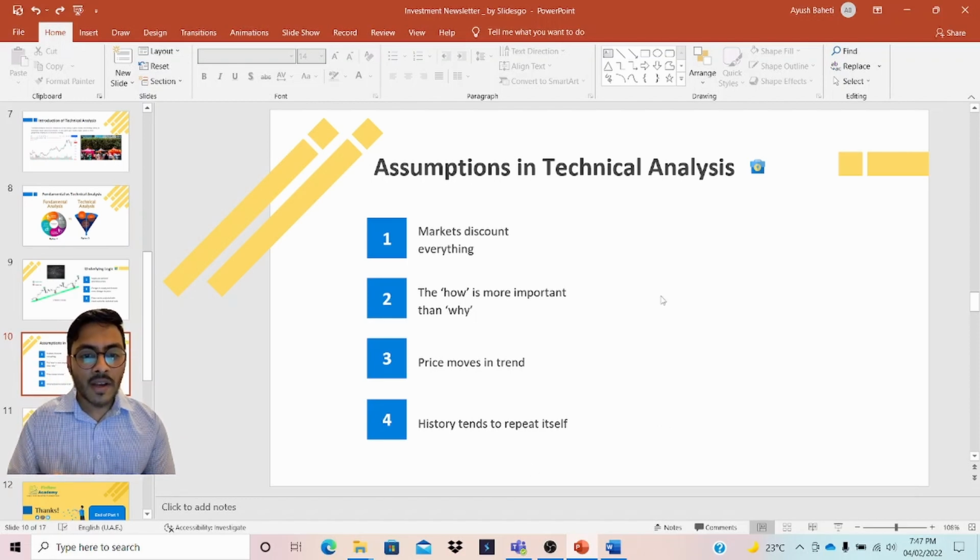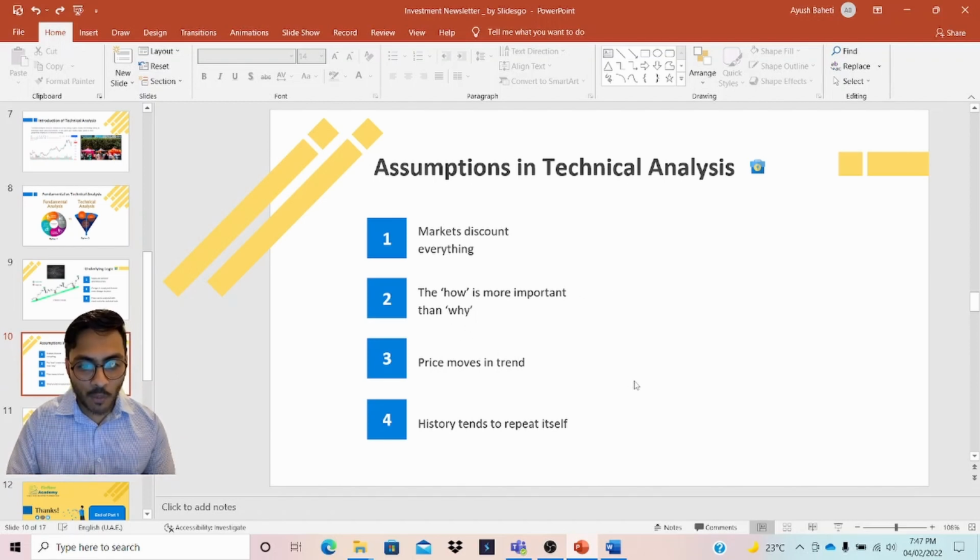Second assumption is, the how is more important than why. Again, see, all the assumptions are interrelated. So if prices are increasing, a technical analyst doesn't care why the prices are increasing. Whether prices are increasing or decreasing is what's important. More people are buying, prices are increasing; more people are selling, prices are going down. This is important. So why is not important; how, as in the prices increasing or decreasing, is important.